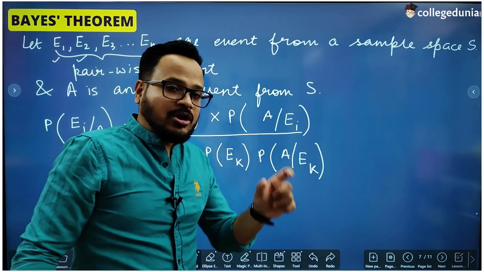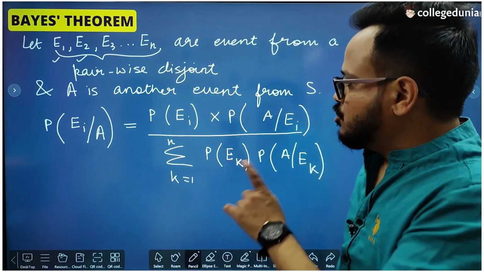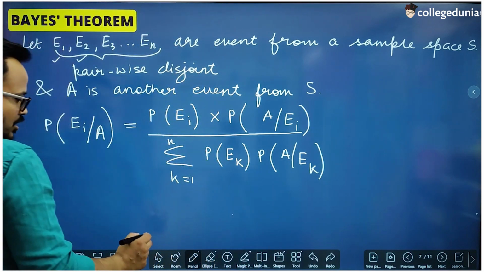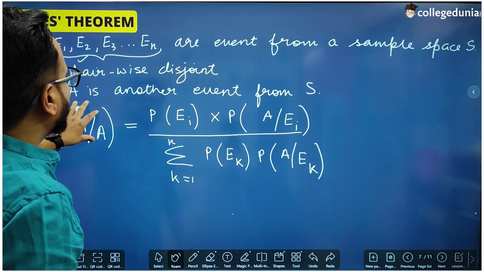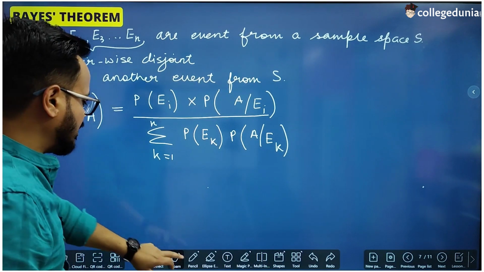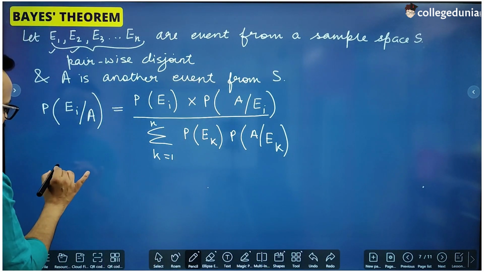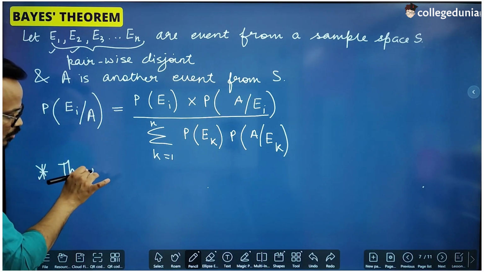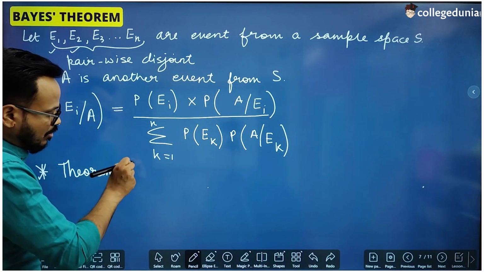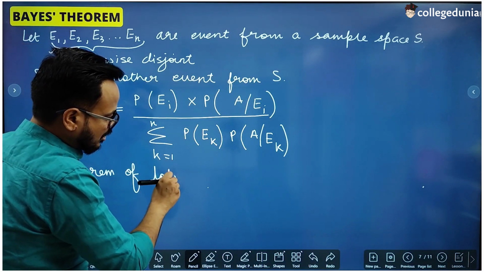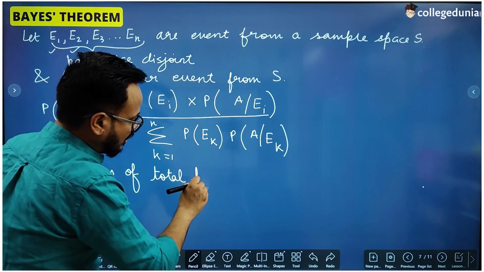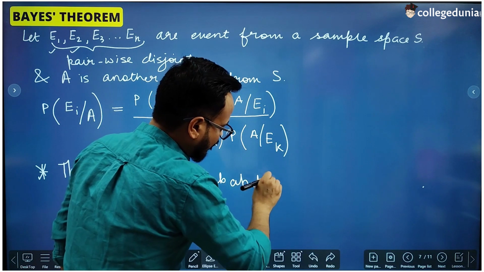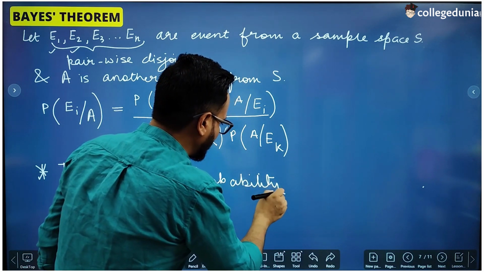So this is the formula for Bayes theorem, but using symbols we cannot make it very clear to you the meaning of Bayes theorem. So we will go into more deep concepts, and to understand this formula, first we have to understand something which is called the theorem of total probability. What is the theorem of total probability?